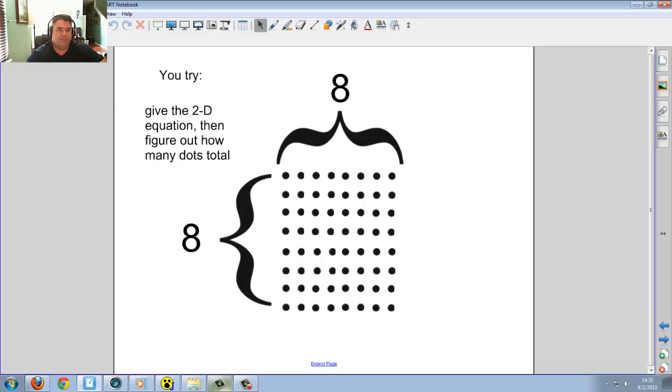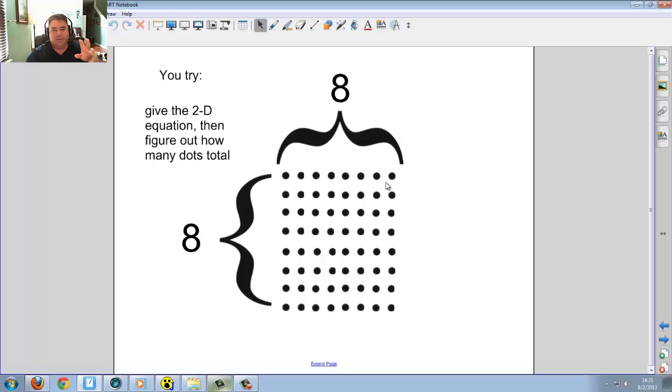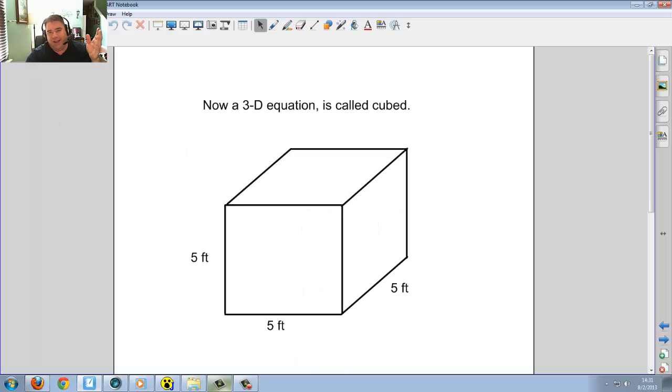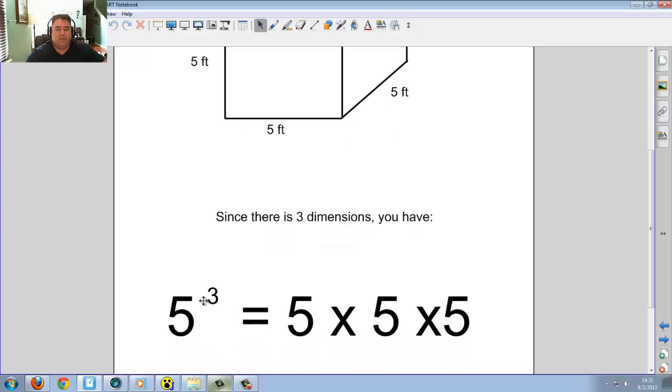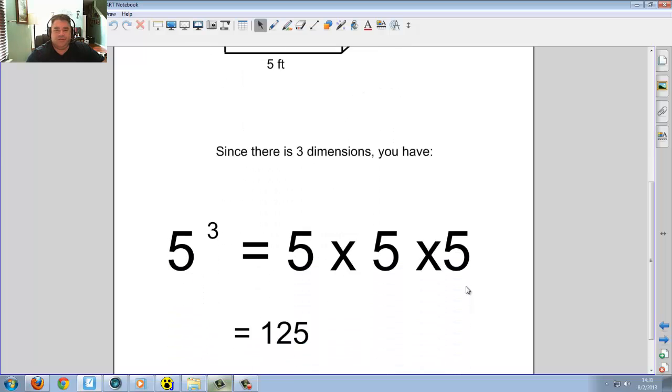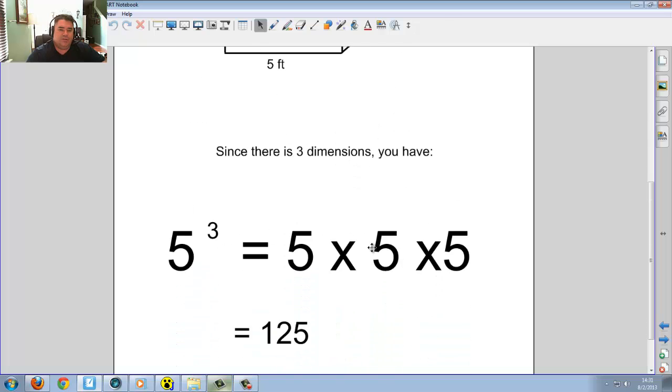Now a 3D figure is called cubed, so 5 by 5 by 5. Think of it this way, it's 3-dimensional because there's a length, width, and a height. Or if you go back here to the little dots, there's only length and width. Or length and height, however you want to look at it. Since there are 3 dimensions, you're going to have 5 to the third power, 5 times 5 times 5, which makes 125. And in this case, you would have feet, so it would be feet cubed.